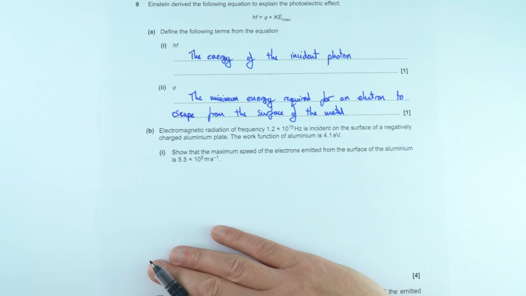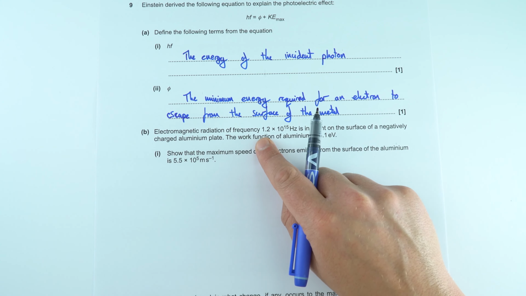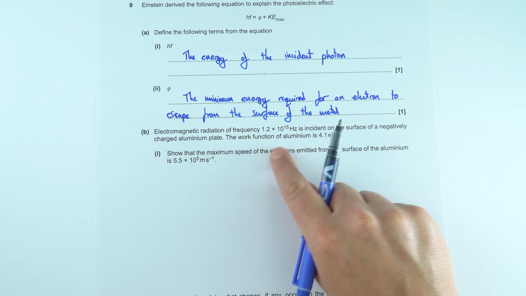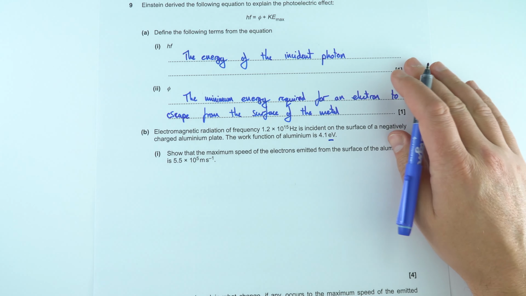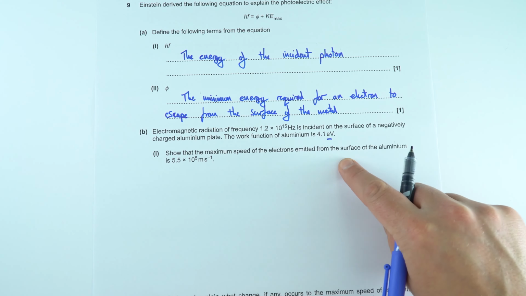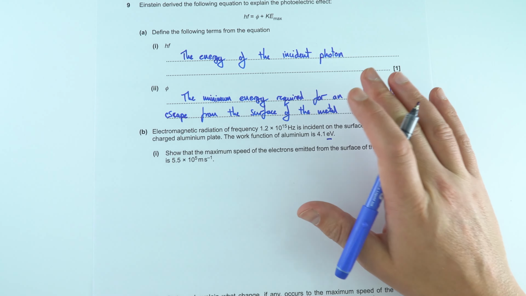We then have this next equation that says we've got some radiation which has this frequency. The work function of aluminium is 4.1, given in electron volts. And we want to show the maximum speed of the electrons emitted is 5.5 times 10 to the 5. So lots of stuff there to do.